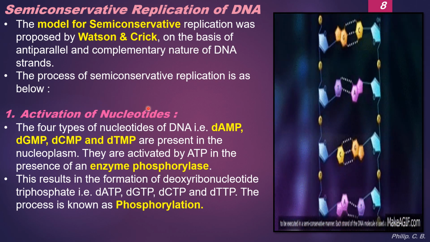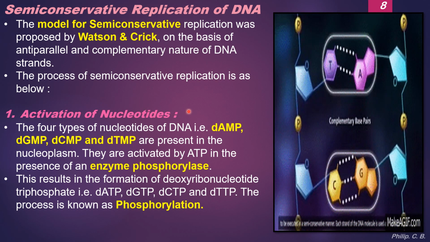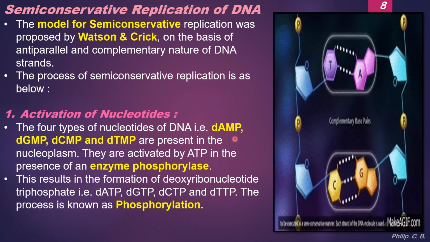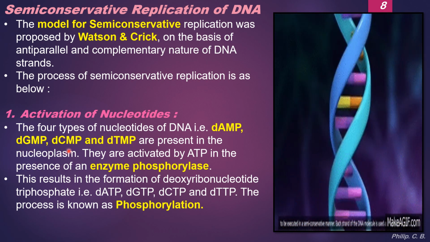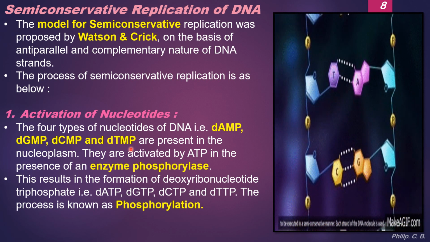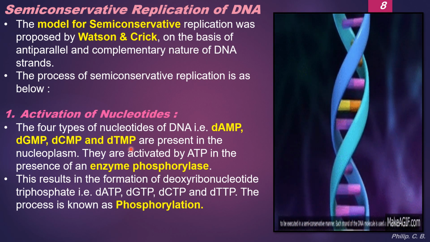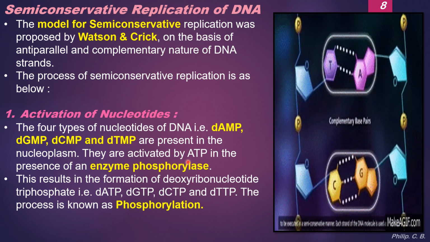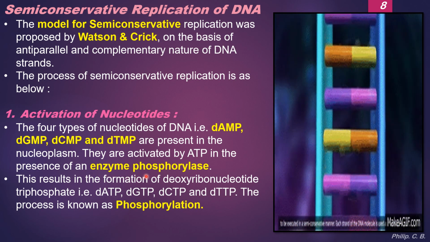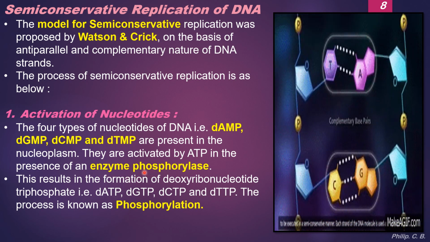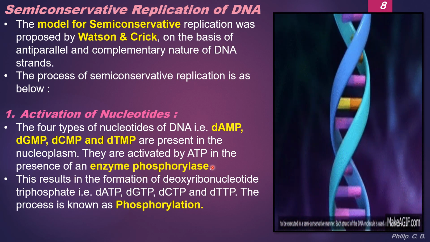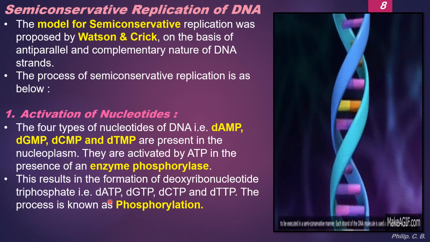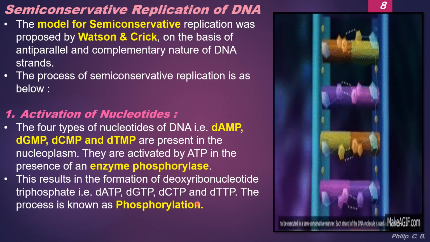The first one, activation of nucleotides. So here the nucleotides get activated. The 4 types of nucleotides of DNA, that is dAMP, dGMP, dCMP and dTMP, or as we learned, adenosine, guanosine, cytosine and thymine, are present in the nucleoplasm. They are activated by ATP in the presence of an enzyme, phosphorylase. This results in the formation of deoxyribonucleotide triphosphates, that is dATP, dGTP, dCTP and dTTP.